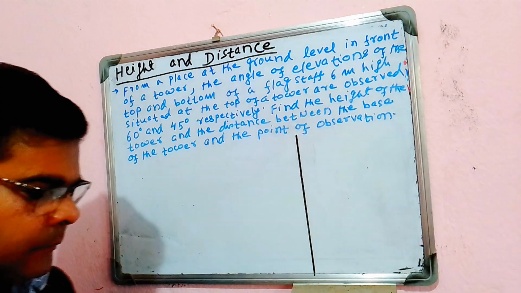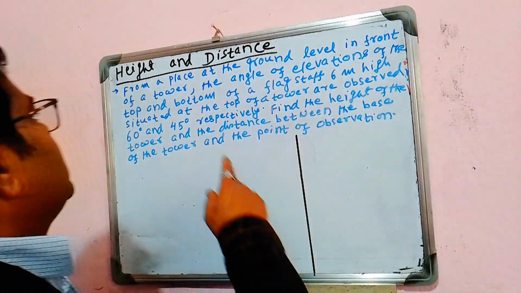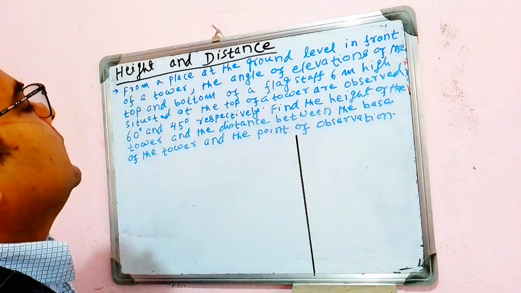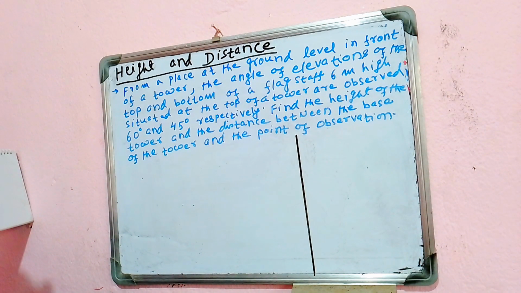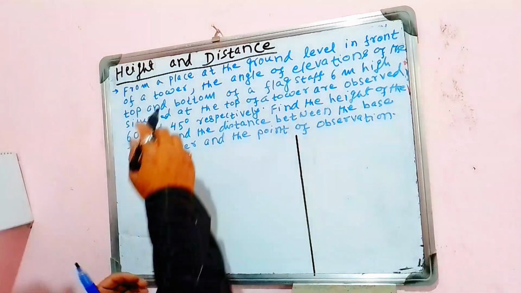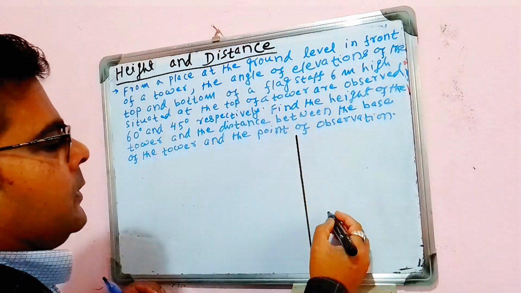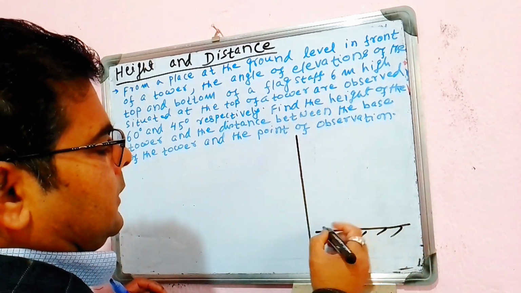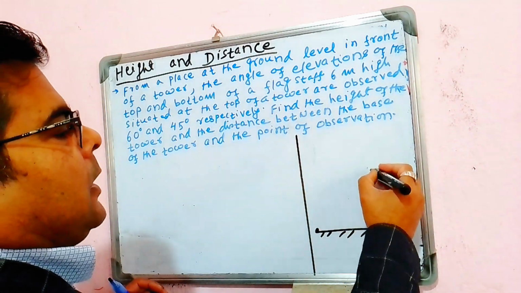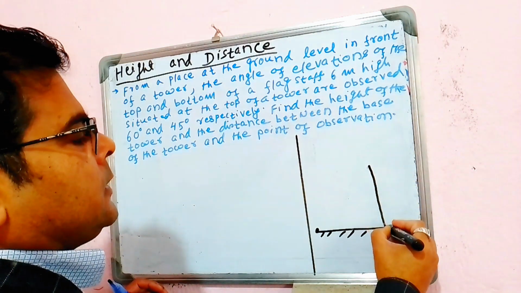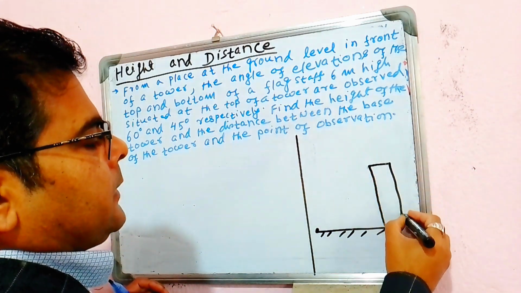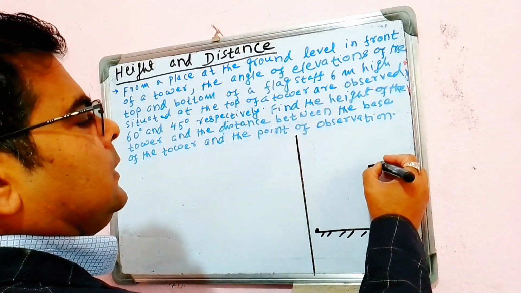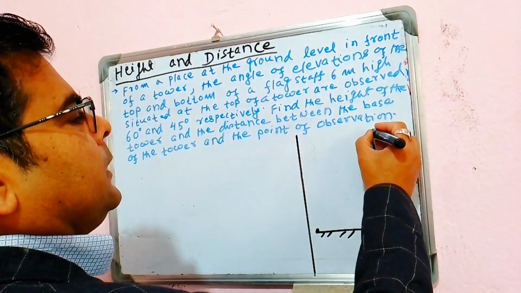So in this question we can see this is the height and distance problem from grade 10 SC Nepal. Here, from a place on the ground, let's suppose that this is the ground and this is the place, and there is one tower. You can make the tower if you like, otherwise it is not needed. We require only the geometrical figure, and on this tower there is a flag.